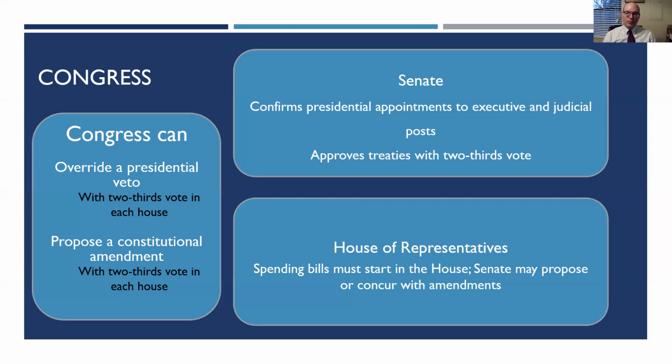So Congress has some important power. They can override the president if they get 2/3 vote in each house. They can override a presidential veto. And they can propose a constitutional amendment with a 2/3 vote in each house. Again, this is relatively rare that this happens. The Constitution being successfully amended, that's very rare, right?